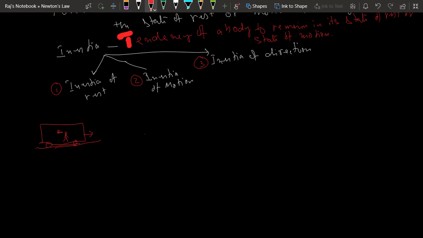Inertia of motion. Suppose a man is standing inside a moving bus, and suddenly the driver applies the brake. The man is in the state of motion, so when the brake is applied suddenly, the lower part of his body comes to rest, but because of the tendency to remain in its state of motion, his upper body moves forward. This is inertia of motion.